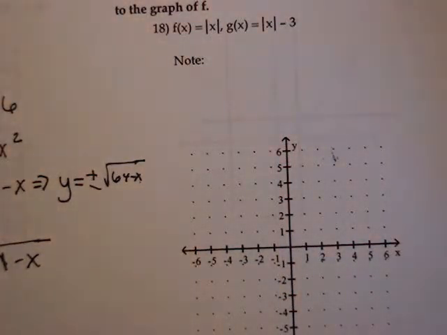Then do the same thing for the second function, g. So g of x is equal to the absolute value of x minus 3. Again, I would recommend you use the same x values you did for f, and then find those y values, and then plot those points and draw that graph. And just take a look at how they're related, those two graphs.